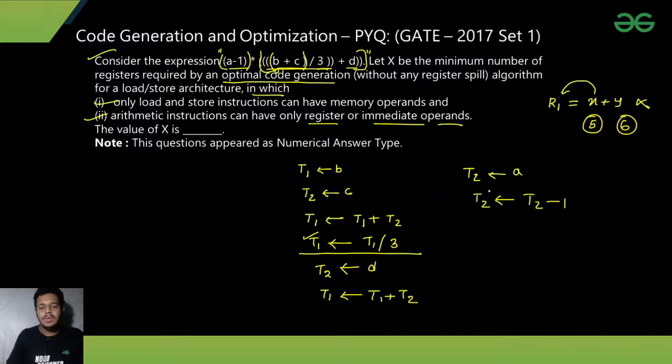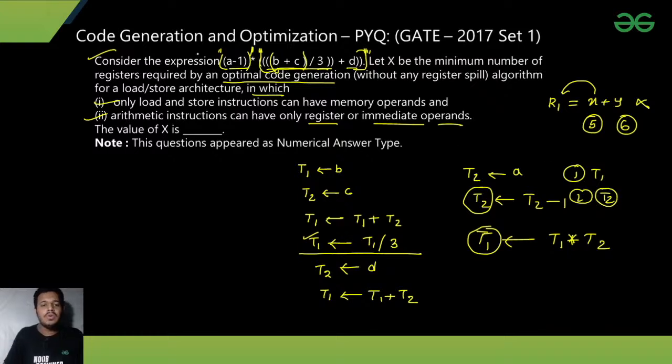Now T2 is containing the left part, and T1 is containing the right part. Our final result we can place into either T1 or T2, so we can write T1 is equal to T1 multiplied by T2. This is our final result, stored in register T1. You can see that the whole expression is covered using only two registers, T1 and T2.